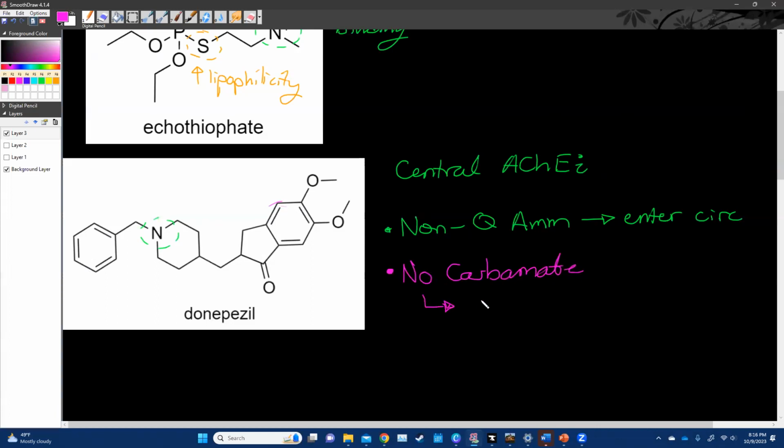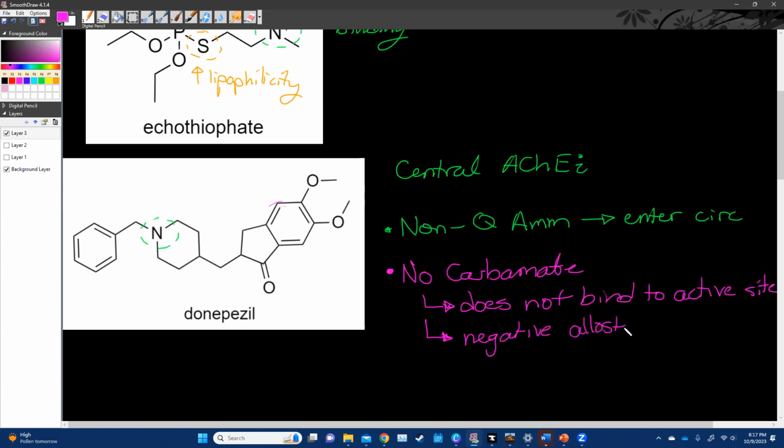So what ends up happening with donepezil is that it does not bind to the active site. Which means that it is a negative allosteric modulator. So in other words, it's a non-competitive antagonist.